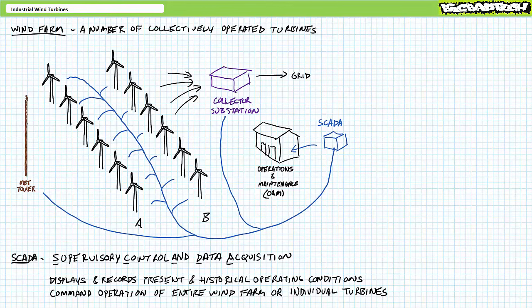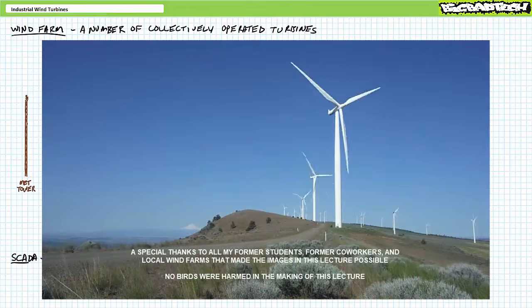Given wind is an intermittent variable renewable resource, you may see battery energy storage facilities at the wind farm of the future. All right, I do believe we are done with this topic, as we've discussed most of the major components of modern industrial wind turbines on an introductory level.